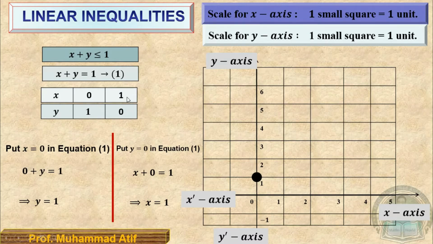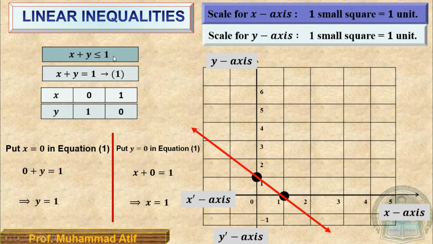And then we have x equal to 1 and y equal to 0. So x equal to 1 we have here, and on the x-axis all the values of y are 0. So join these 2 points by a straight line, which is actually the graph of that straight line, x plus y is less than or equal to 1, sorry.